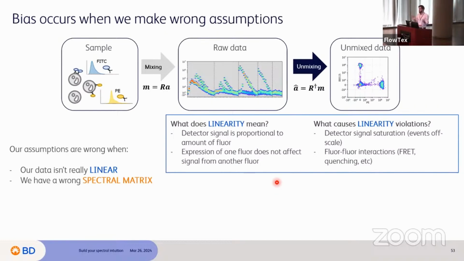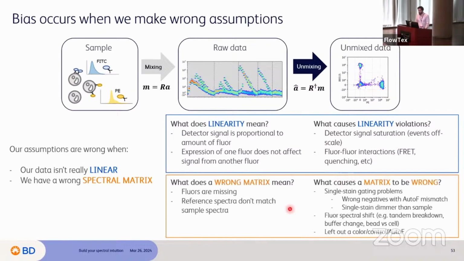These two things are the strict definition of linearity in a mathematical sense, but there are real cases where they can be violated. I just mentioned signal saturation, having events off scale, which violates this first proportionality requirement. Any interaction between dyes that are expressed together that changes their intensity or their spectrum as a result of being together is a nonlinearity. So if two dyes are threading into each other and changing their emission spectrum, or if one dye is quenching another dye, those are all things that can lead to unmixing errors, because the system is no longer behaving linearly.